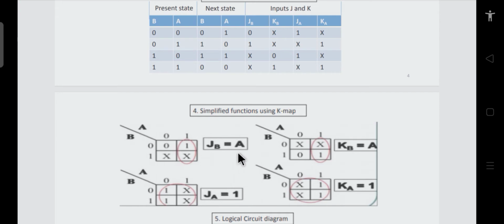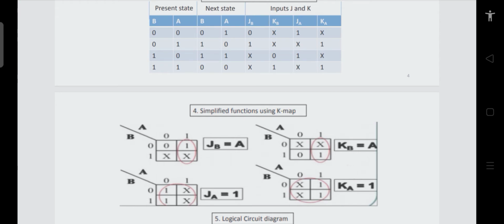Similarly, on the same lines, we can write the K-map for KB as well. This is the K-map for KB, and if we form a pair for these terms, we get KB is equal to A. So JB and KB are both getting the same value, A. That is, the output of the first flip-flop is fed to both the inputs of the second flip-flop.